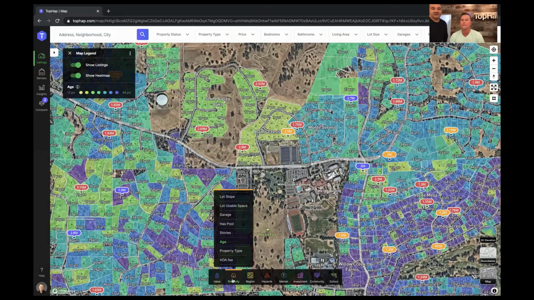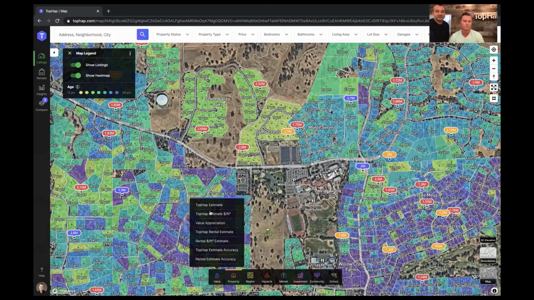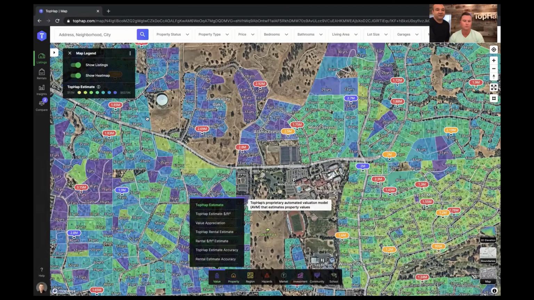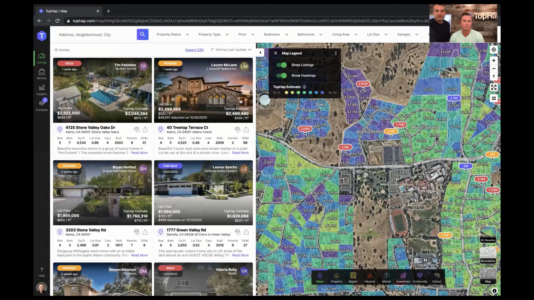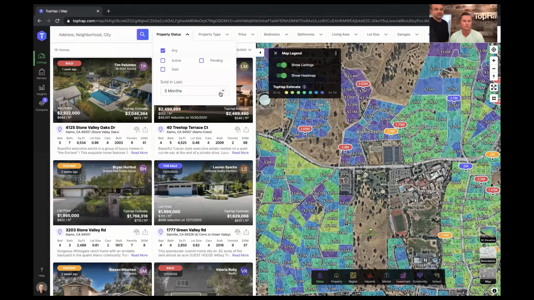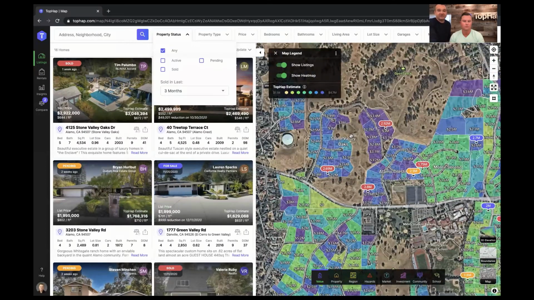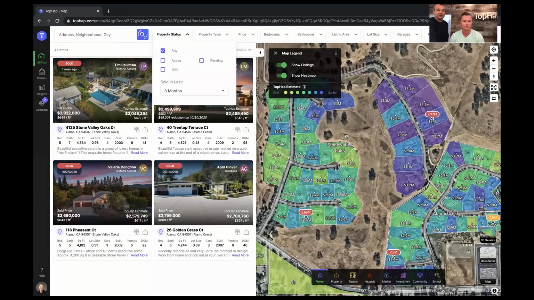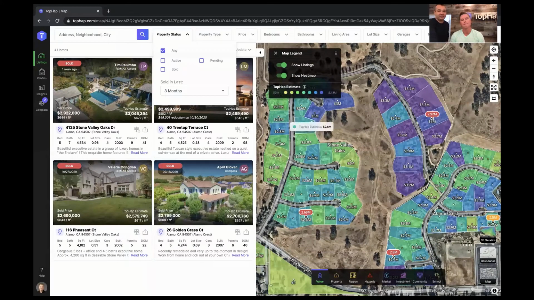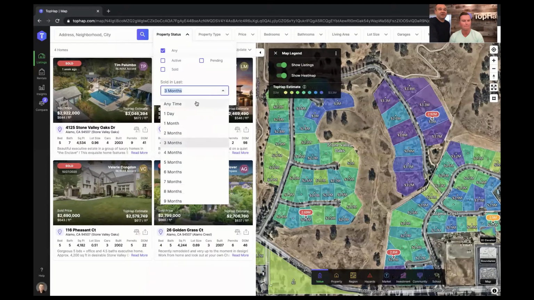And I think another interesting tip regarding listings: if you are looking at listings and you expand this sidebar, you will see that we automatically show you the last 3 months of sold. But let's say you're actually interested in every single property that is here, and maybe you want to get this information to do further analysis. Well, you can change sold and last to be anytime.